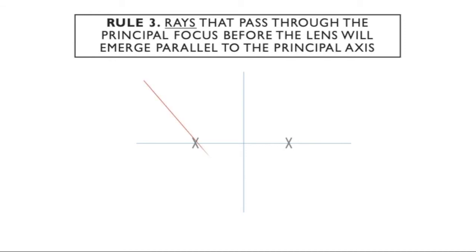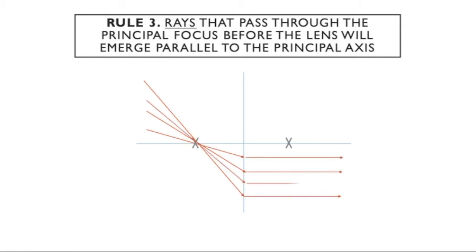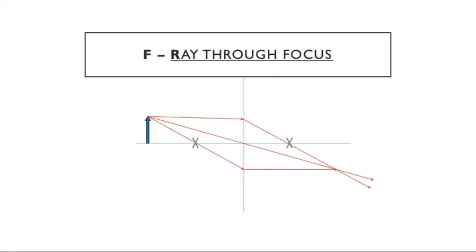And then we've got our third rule. Rays that pass through the principal focus before the lens will emerge parallel to the principal axis. You can see that all of these are going through the principal focus before the lens, and they're all coming out parallel. Here you can see the 3 lines that we can draw, and they will all cross at the same point, creating an image.